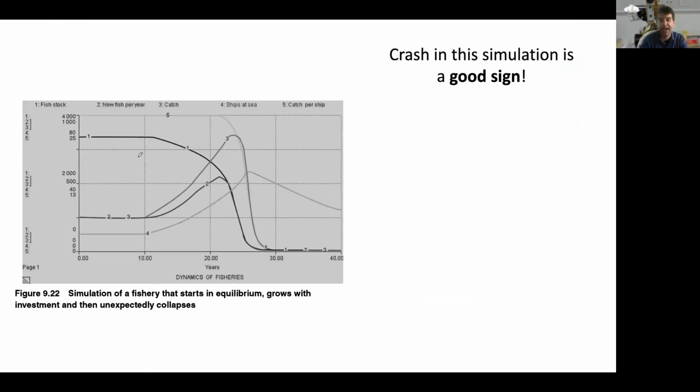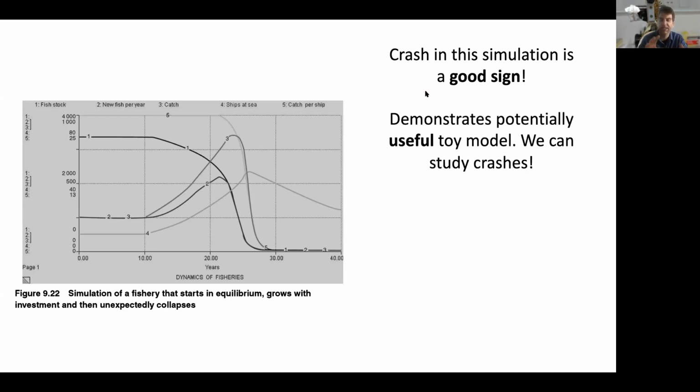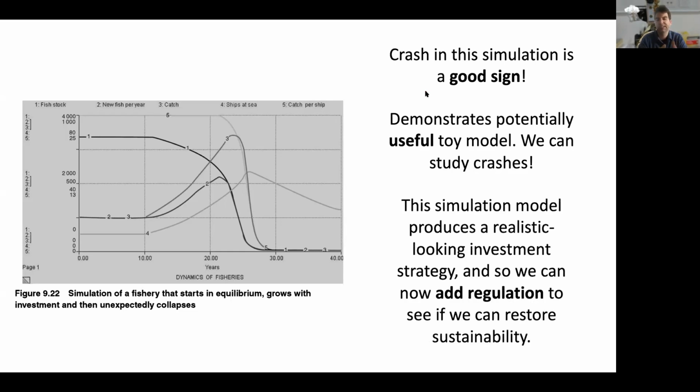So the crash in this simulation is actually a good sign. It's not good for the sustainability of this simulated fishery, but that demonstrates that our fishery is able to simulate realistic scenarios that we would like to study. So that allows us to say that our simulation generates the type of phenomena that we're interested in the real world, which means that we can now experiment with the simulation, and maybe that experimentation will give us insight into what we can do in the real world.